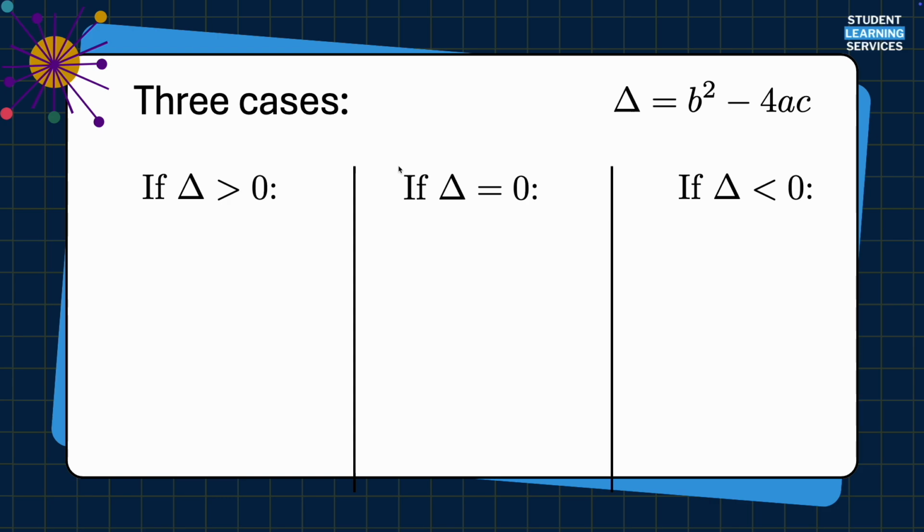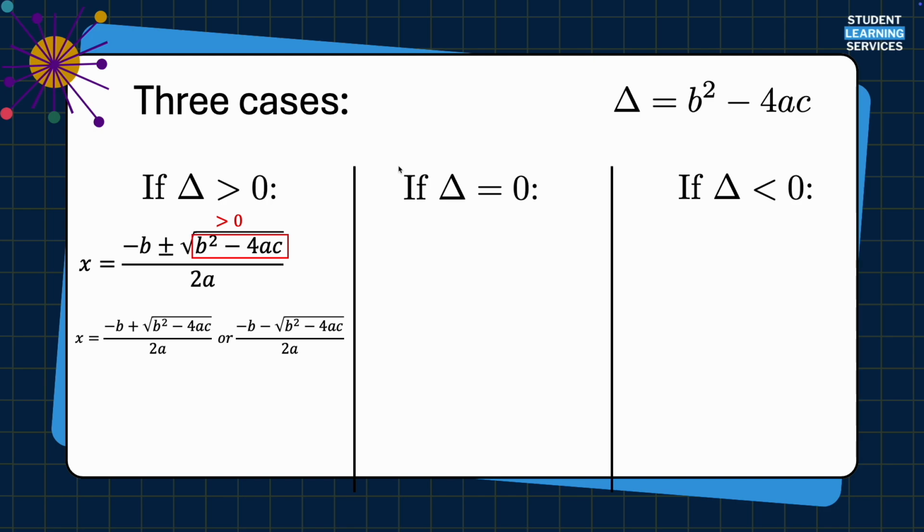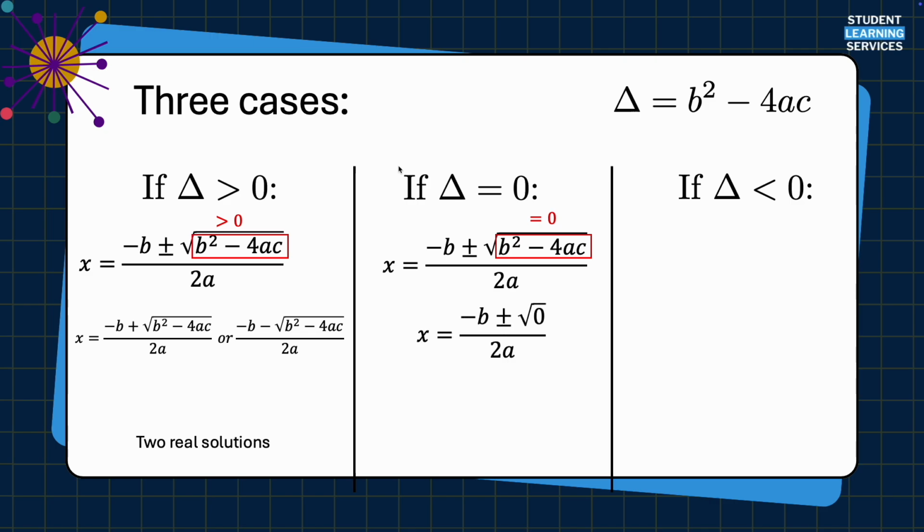If delta is greater than 0, then the b squared minus 4ac part inside the square root is going to be greater than 0. What that means is you'll be able to split it into two fractions. One of them is plus, the other one is minus, because it is not 0. Therefore, we will have two real solutions. If it's equal to 0, then you're going to get negative b plus or minus the square root of 0, which is also 0. So the only answer is negative b over 2a. We call that one real solution.